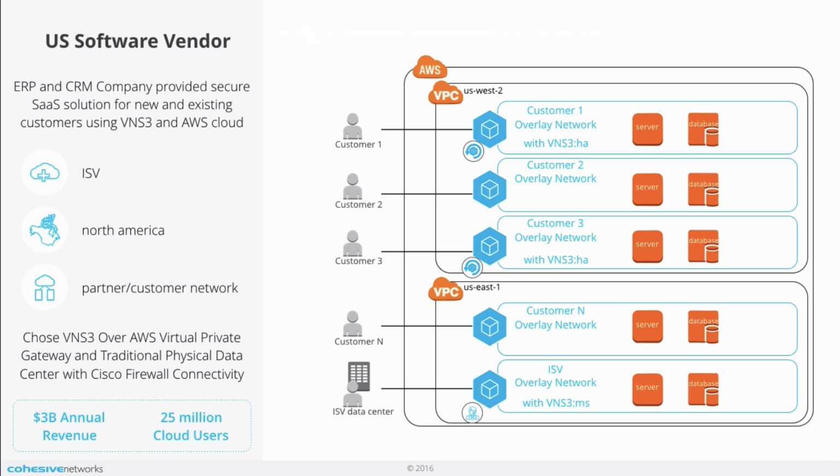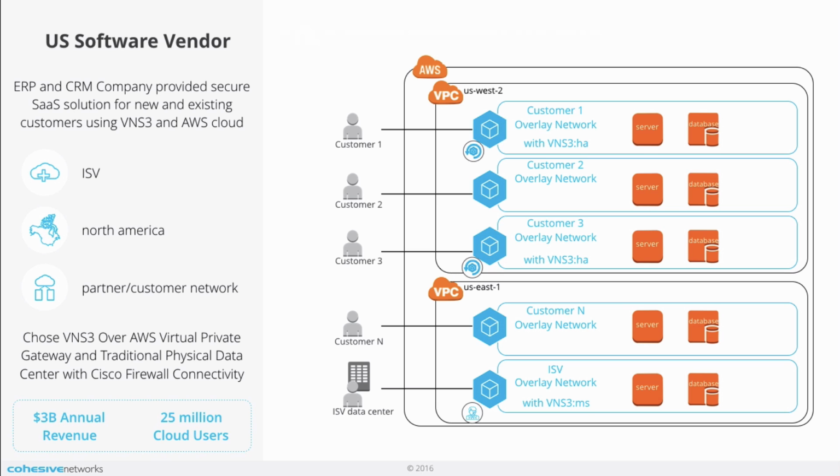Our final overlay network customer is a US software vendor. They sell ERP and CRM software. Originally, before they were a SaaS solution, they installed hardware in their customers' data centers, but then they moved their resources to AWS. They used VNS3 to help them migrate, separate, and connect their resources to their customers, along with their existing data center.